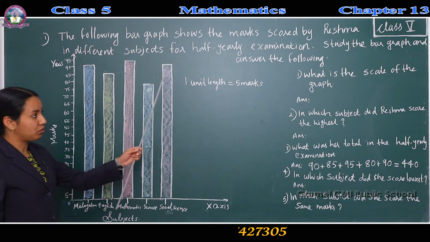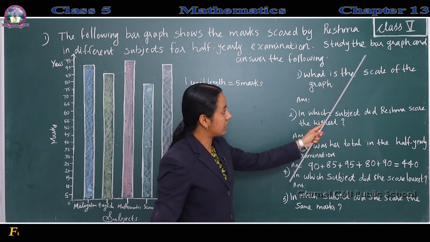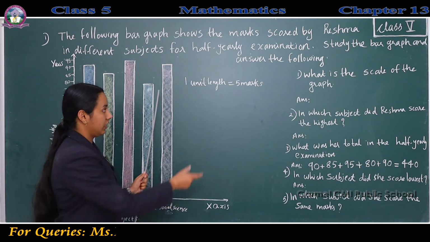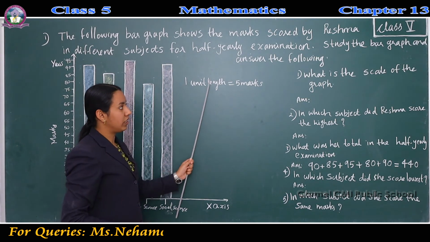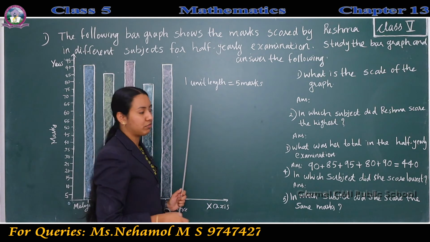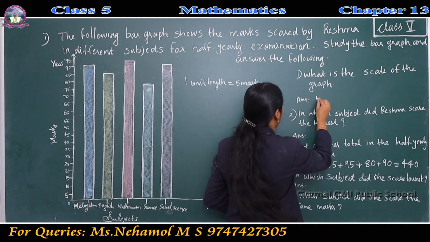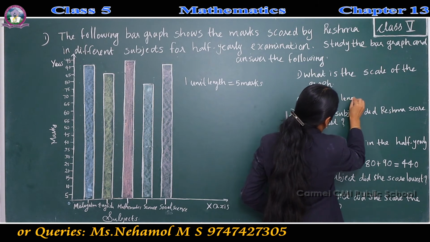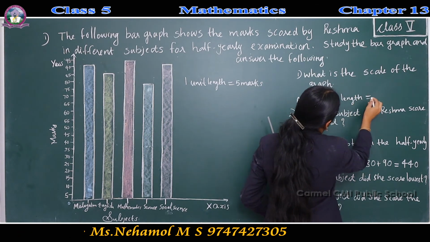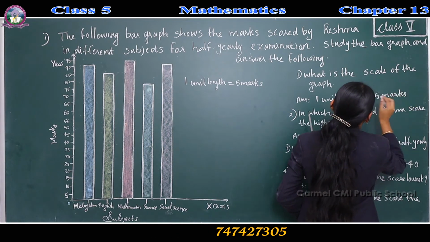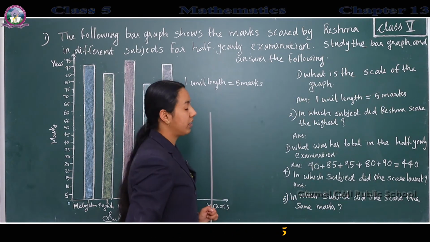Then first question, what is the scale of the graph? Here it is given: 1 unit length is equal to 5 marks. That is the scale of the graph. So the first answer, 1 unit length is equal to 5 marks. That is the scale of the graph.